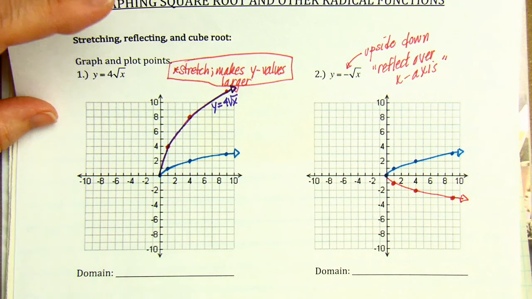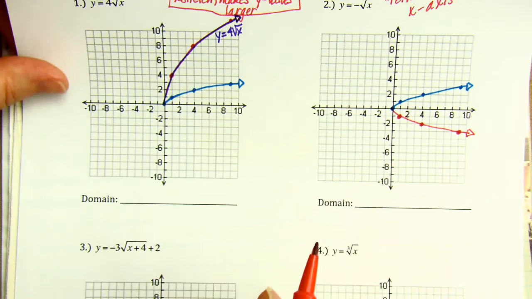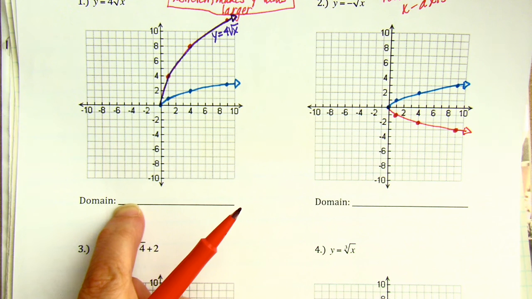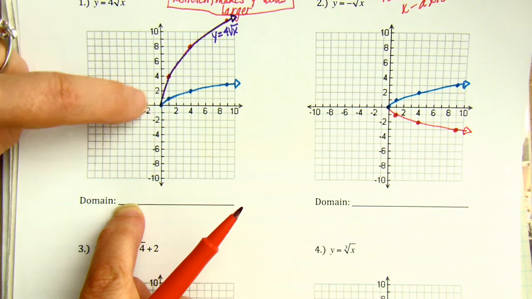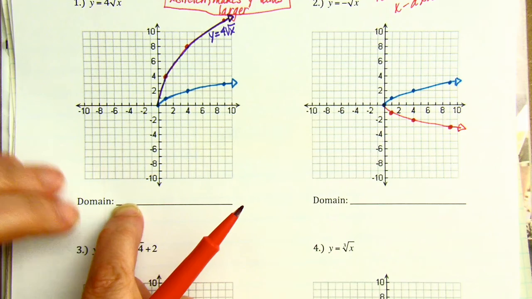All right, we did those first two examples. Let's talk about the domain of those two examples before we go on to the next problem. The domain are which values? They are your x values. Folks, none of the negative x's are found on the graph of this function. None of them.